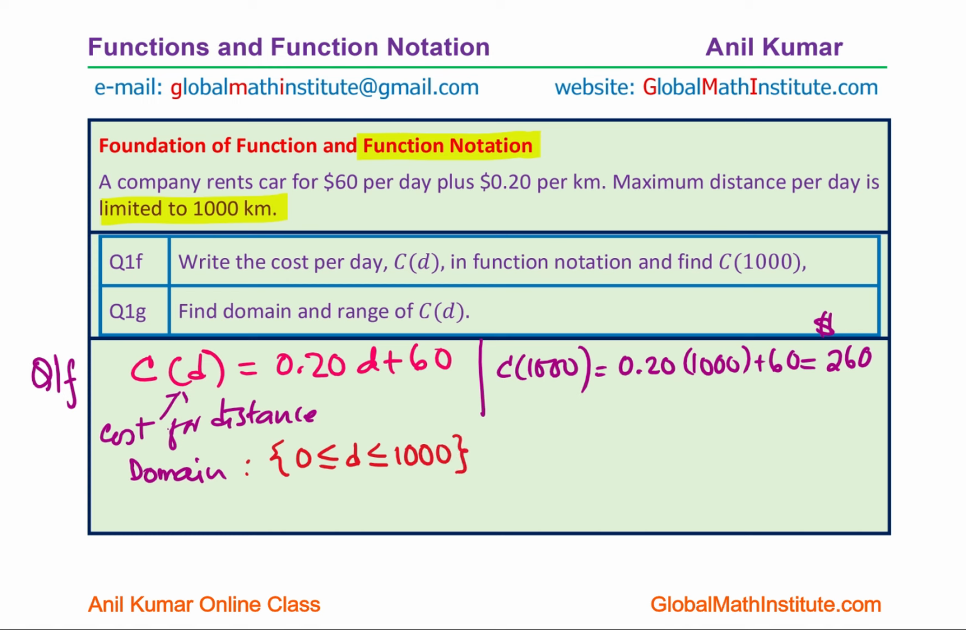And now let's write down the range. Well, range is what? If you do not drive, even then you pay, right? You pay $60. And therefore, the range, which is the cost, will be between $60 to $260. Is that clear to you? So that is how we get domain and range of this particular function.